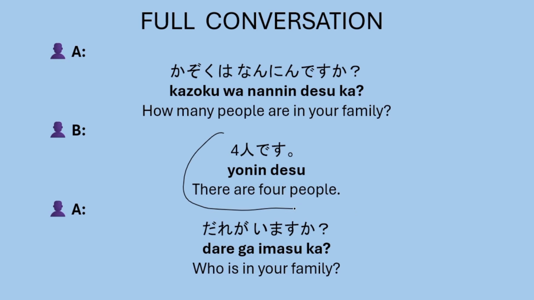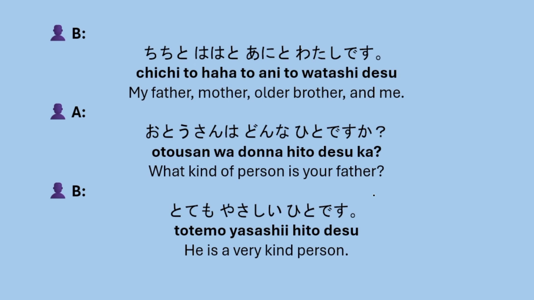If you see, there is a more formal way to say the same phrase. Yonin desu: you just add the number and desu. Yonin means 4, and desu. There are 4 people. Dare ga imasu ka? Who is in your family? Chichi to haha to ani to watashi desu. My father, mother, older brother, and me.